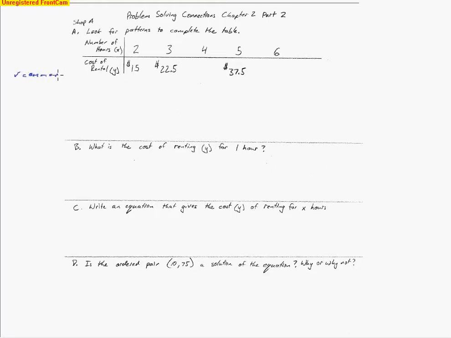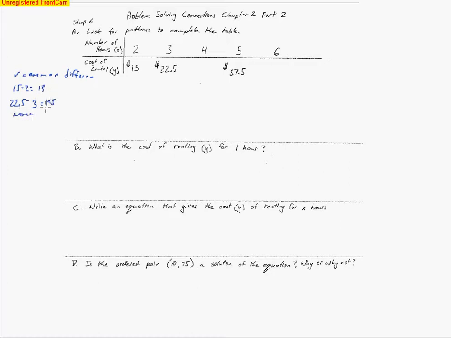And so we'll look to see if there's a common difference between the X and the Y value. And so if I look at that, 15 minus 2, I get 13, where if I take a look at the next one, I see 22.5. If I take away 3, that leaves me with 19.5. So definitely no common difference there.